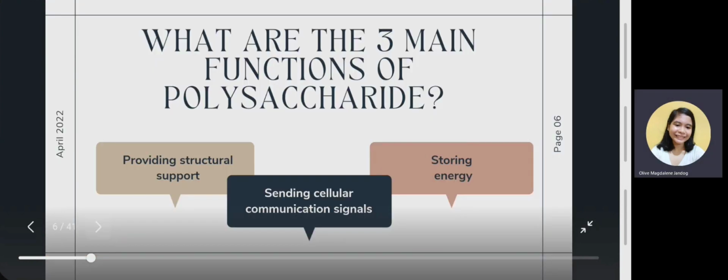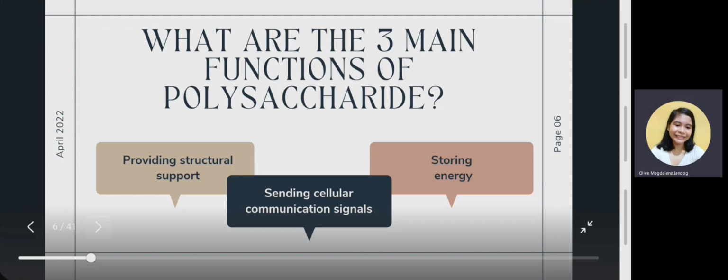There are three main functions of polysaccharides. One is to provide structural support. Its linear molecules like cellulose and chitin are strong and rigid, wherein cellulose is the primary support molecule in plants, while fungi and insects rely on chitin. Number 2, sending cellular communication signals. Polysaccharides used for sending cellular communication are often covalently bonded to lipids or proteins, forming glycoconjugates.